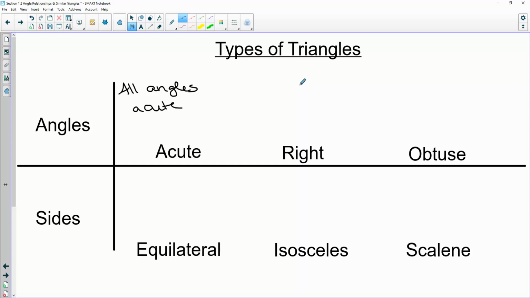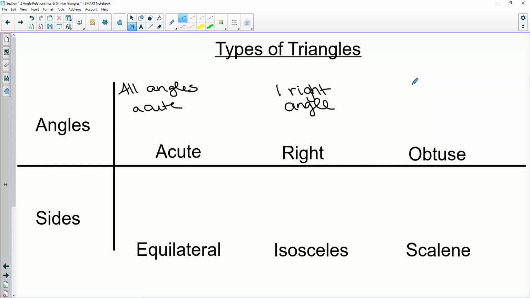What about a right triangle? One right angle or one 90-degree angle. You couldn't have two because that would add up to 180 degrees, which means your third angle would have to be 0, and that's impossible. So you can only have one right angle in a triangle.